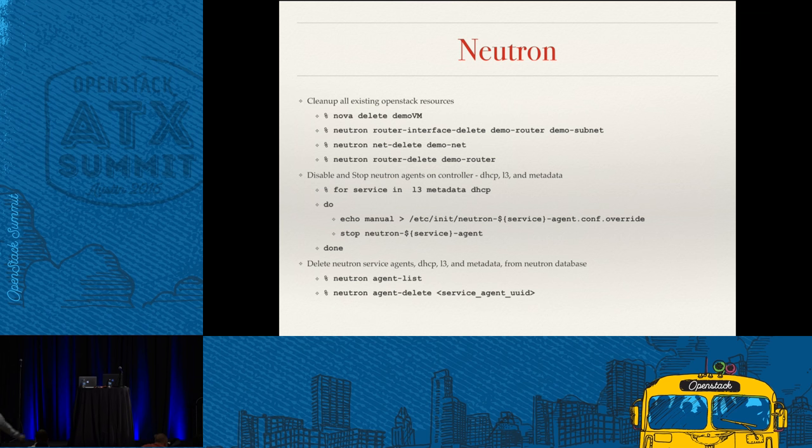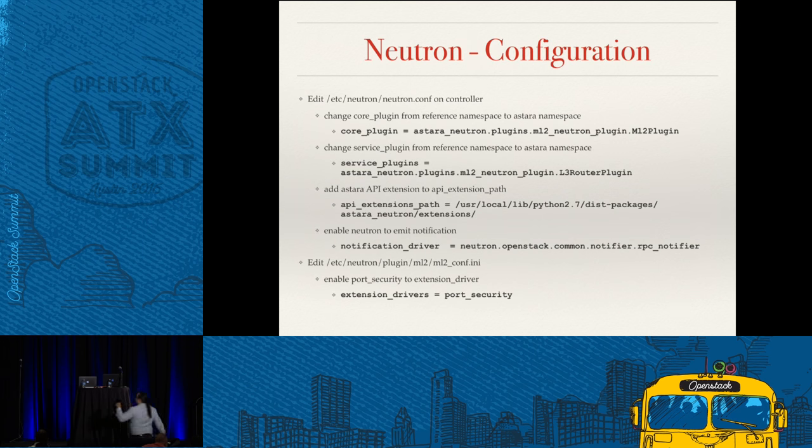So we're going to continue on with bringing down Neutron. We now do the Neutron configuration with Astara. This is where we actually start modifying Neutron to interact with Astara. We're going to edit etc neutron neutron.conf and change the core plugin. We're going to use the Python library that we provide for doing ML2. Then we change the service plugin to tell it what type of resources we're going to be providing, the neutron namespace and where that particular library is located. And then for all the additional API extensions that we provide, we tell where the API extension path is located.